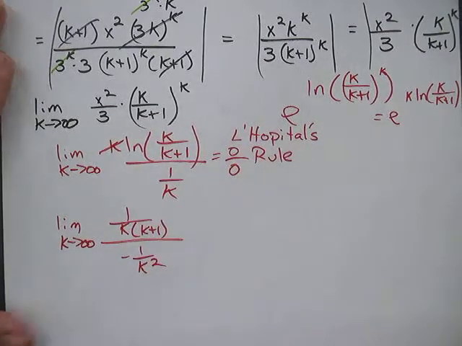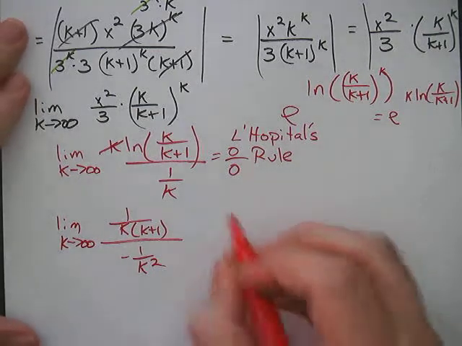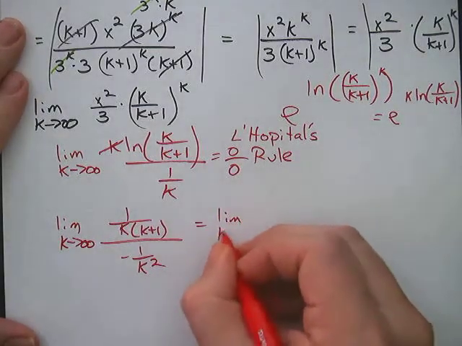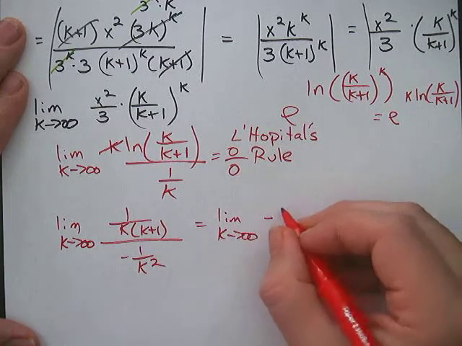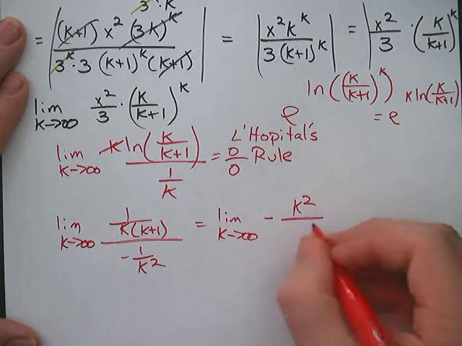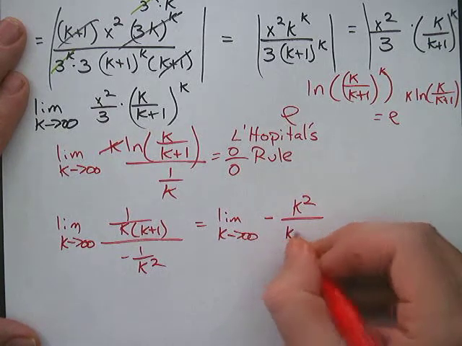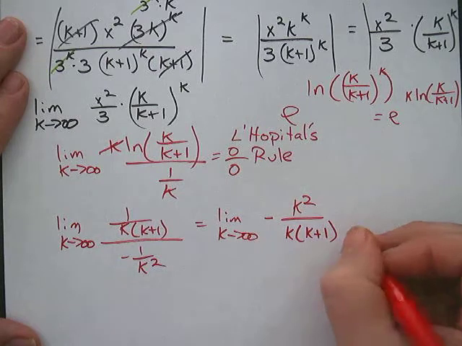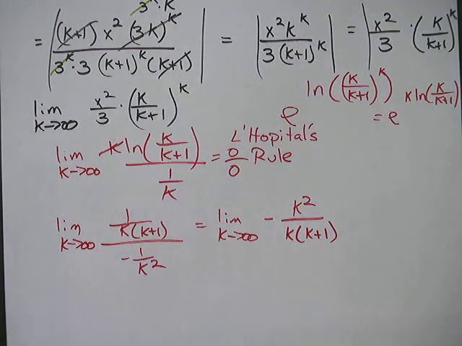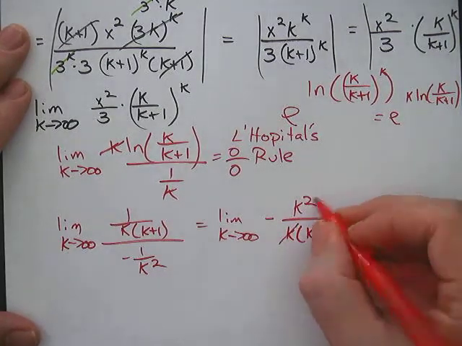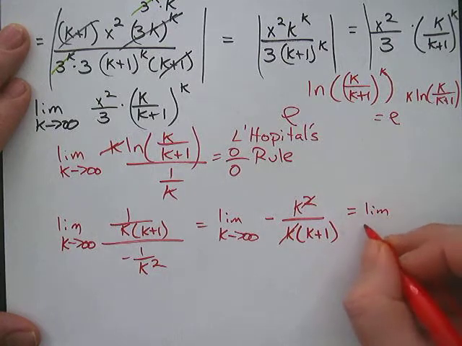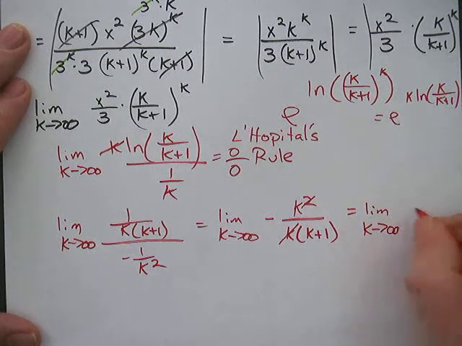Okay, let's clean that up before we try to take the derivative again. So we clean that up a little bit. k approaches infinity. Let's flip this up to the top. It is negative. Okay, so we flip this up to the top, and you get a k squared on top, and you get a k times k plus 1 on bottom. Okay, now we can reduce this one more time. So reduce the exponent with this k. So that becomes a limit as k approaches infinity of negative k over k plus 1.